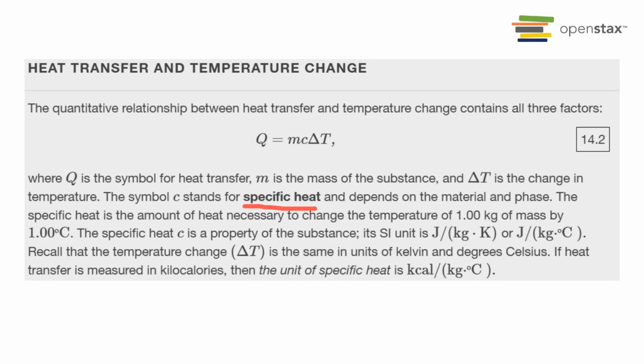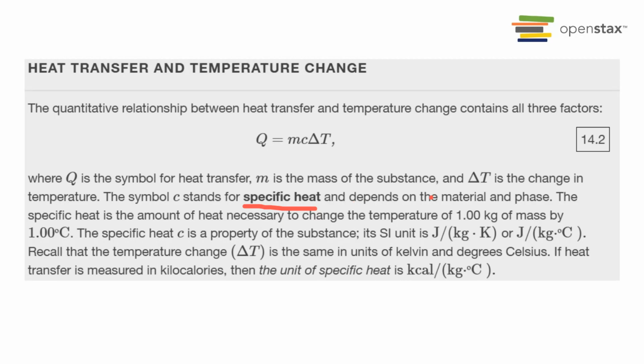Its unit is joules per kilogram Kelvin, or in some cases joules per kilogram Celsius, because 1 degree change in Celsius is the same as 1 degree change in Kelvin, just different numbers. Recall that the temperature change delta T is in the same units of Kelvin and degrees Celsius. So a change of 20 degrees Celsius is the same as a 20 degree change in Kelvin. If heat transfer is measured in kilocalories, then the unit of specific heat is kilocalorie.